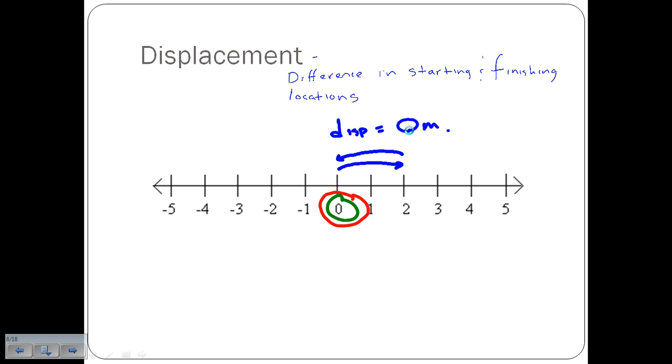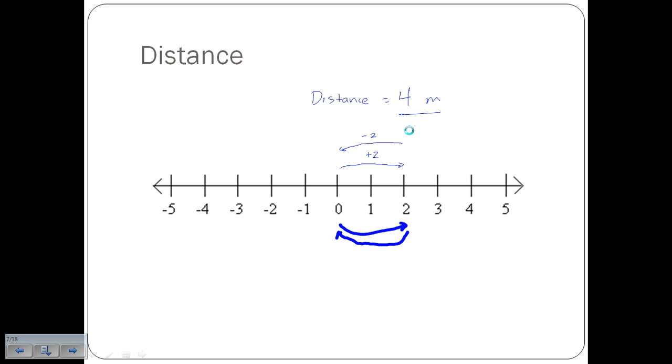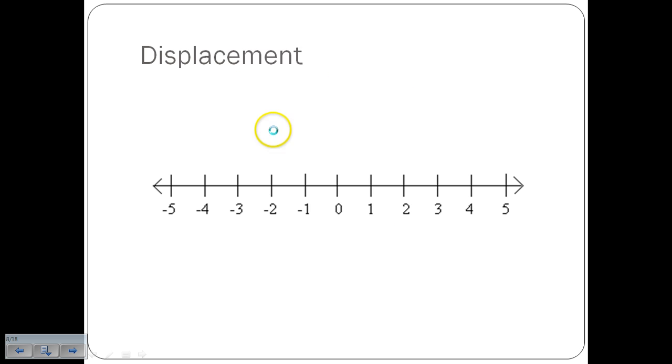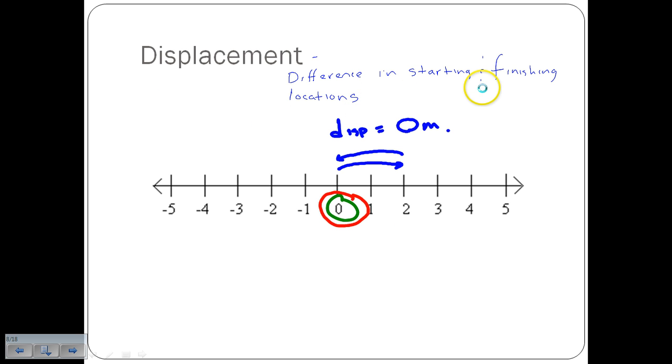This is an idea that we're going to spend a lot of time on. In fact, we're going to spend an entire video on it next time, this difference between distance and displacement. But for now, you can just remember this: the distance is literally just the amount of positions we went through, and the displacement is the difference in the starting and finishing locations, or we can also call those positions, because a location and position, for the purposes of this class, will be the exact same.